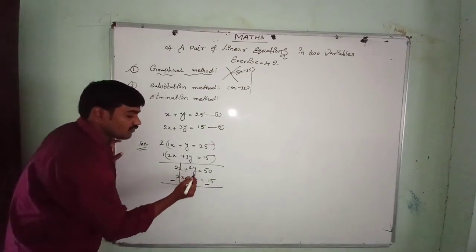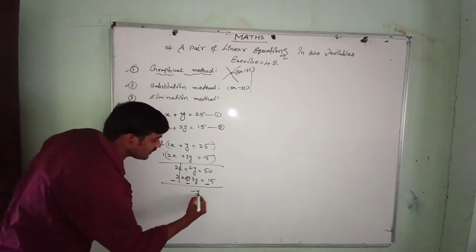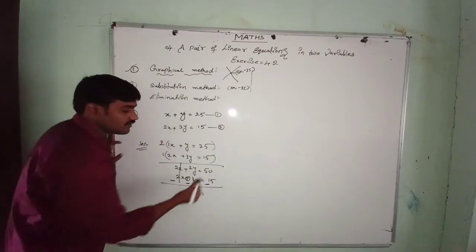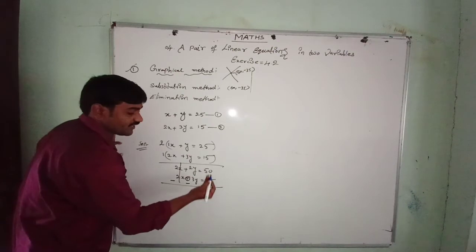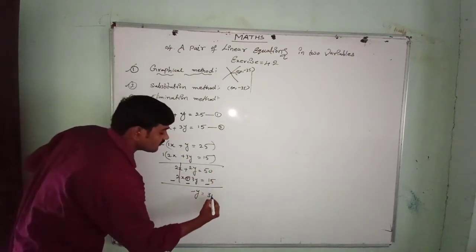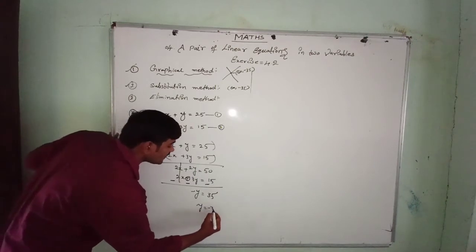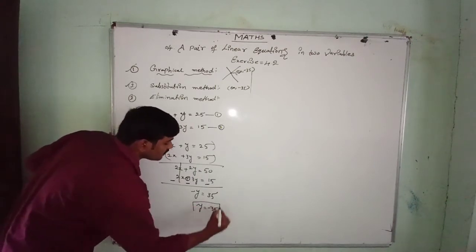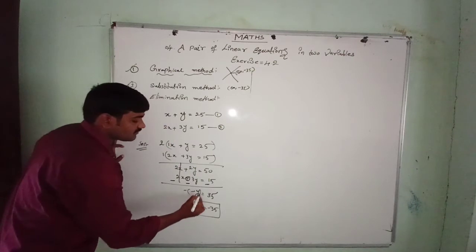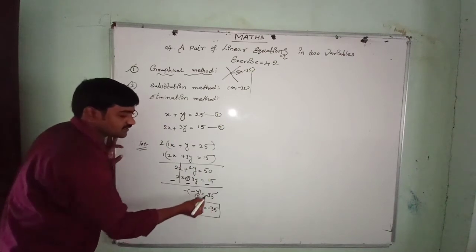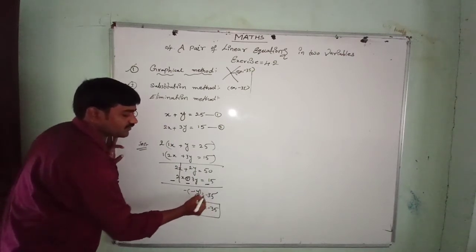Now 2y minus 3y is minus y equal to 50 minus 25, that is 25. So minus y equal to 35, no? Then y equal to what? Minus 35. How does it come? On both sides you multiply with minus, minus into minus is plus, here it is minus 35. In that way you will get it.